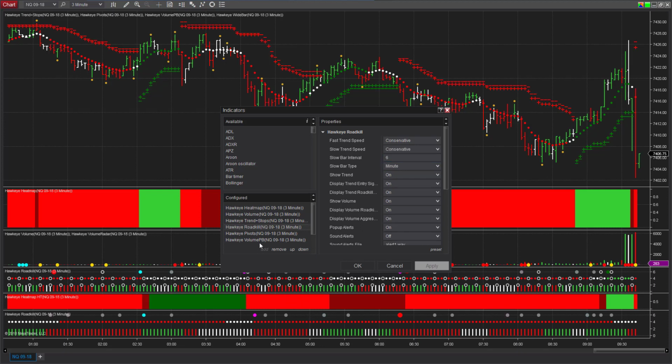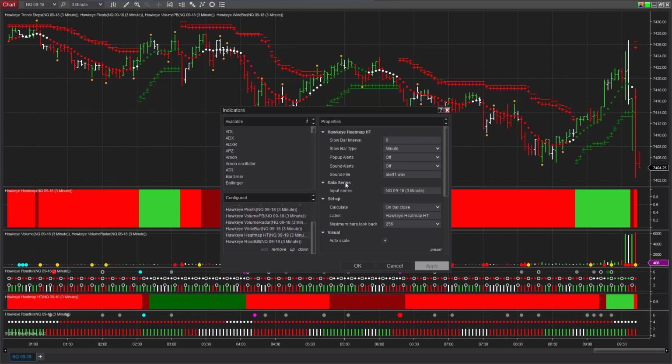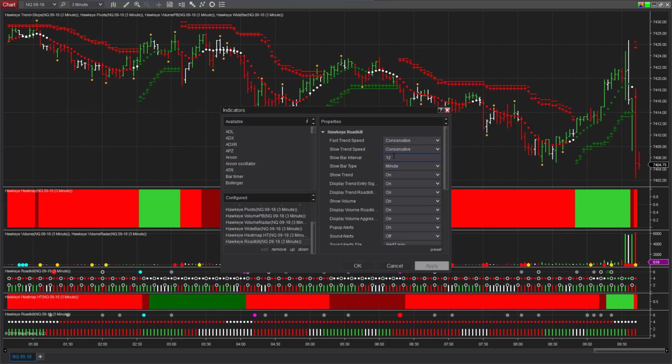Here, this heat map HT, if you were to look at that, then you can see that my heat map HT is set to a 6-minute also. And then my second roadkill, which is this one right here, should be set at 12-minute. And here you can see it is set at 12-minute also. So 3, 6, 12. Perfect setup. So those are the time frames they should be looking at. That's correct.